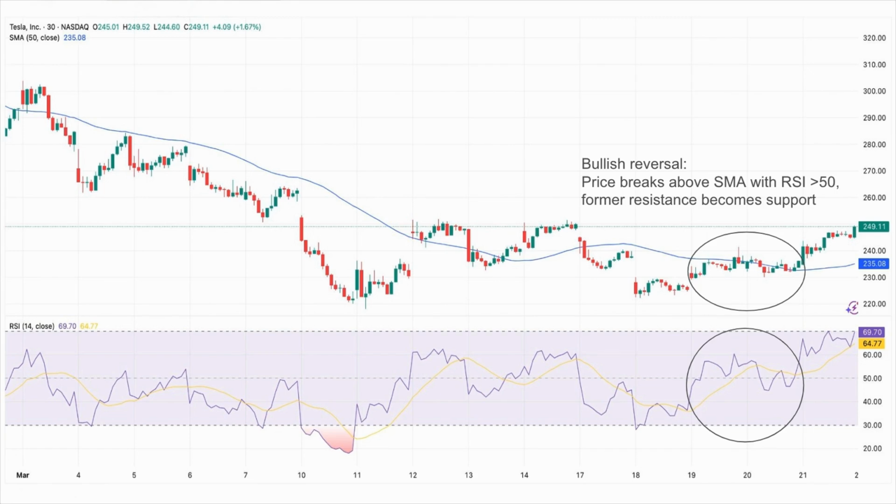After breaking above the SMA, Tesla pulls back to test the 50-day SMA from above. The SMA, which previously acted as resistance, now functions as support. Meanwhile, the RSI maintains readings above 50, confirming sustained bullish momentum through the pullback.